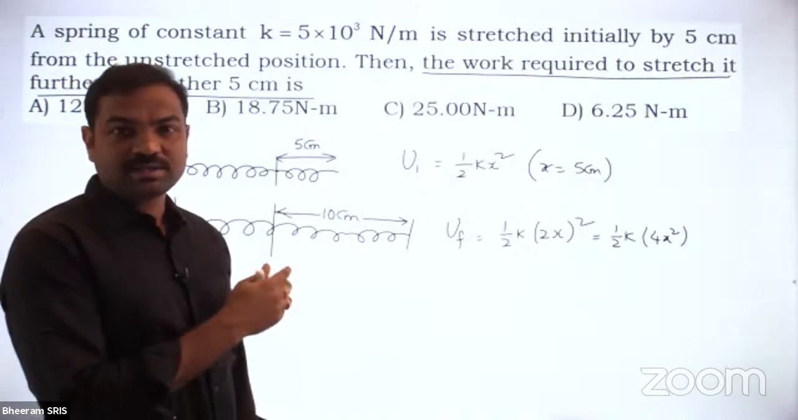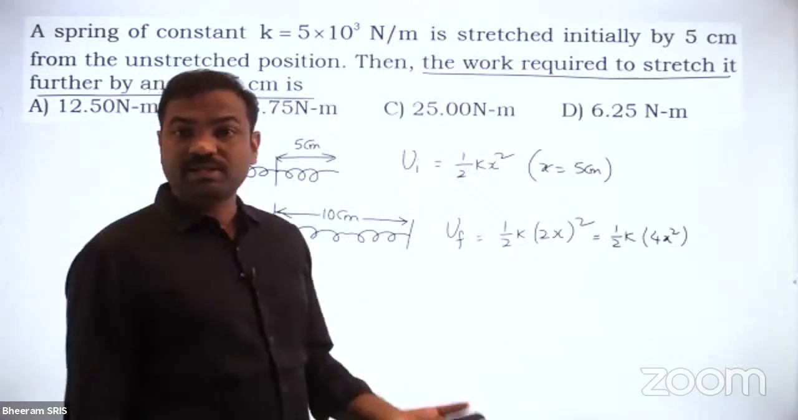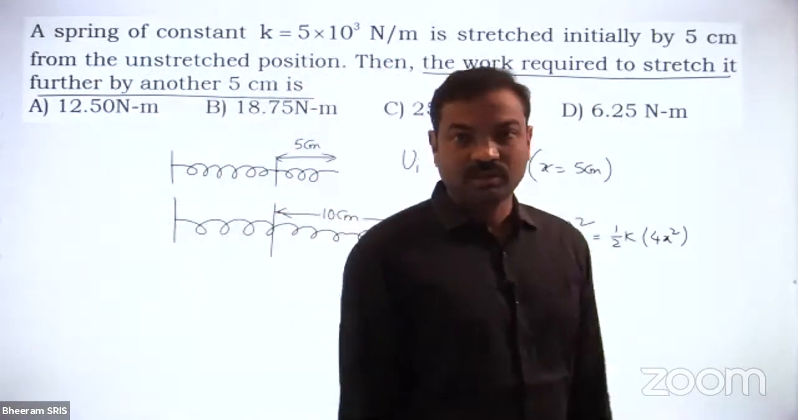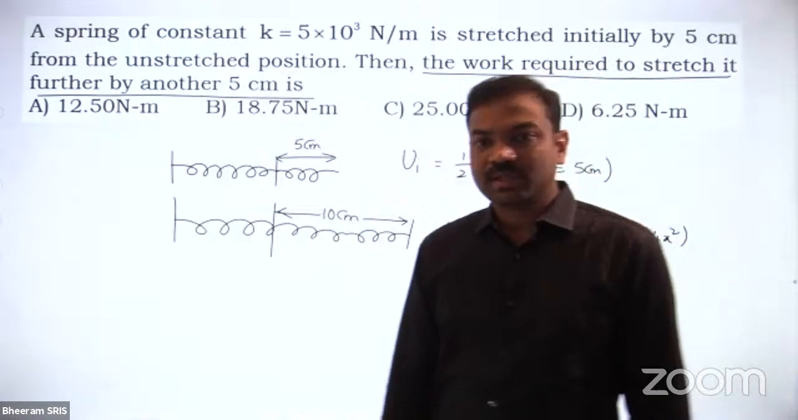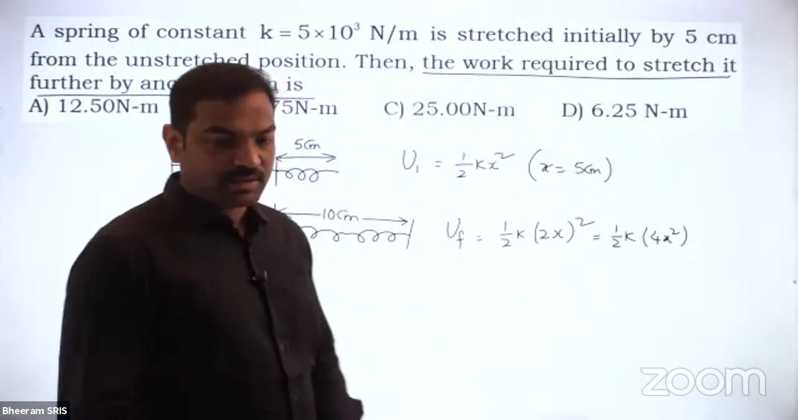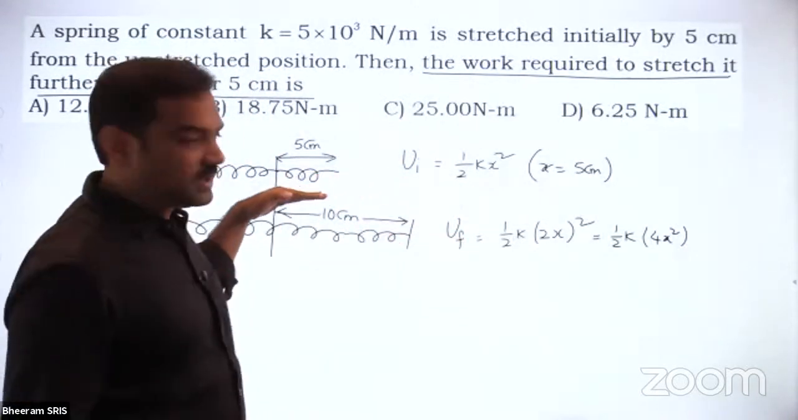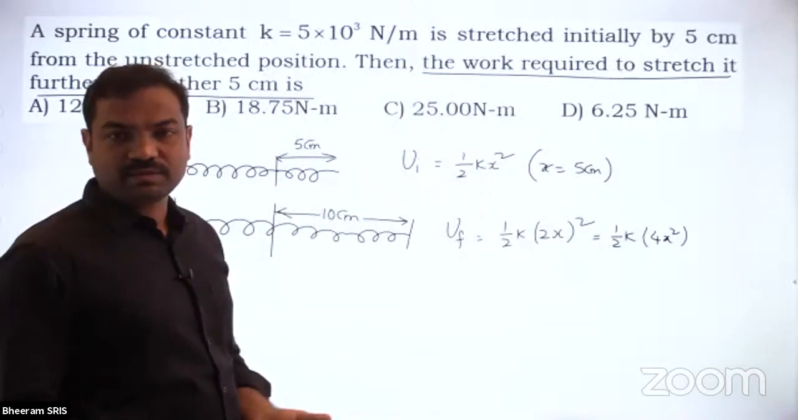So is there any kinetic energy? No, we are just extending the spring. So whatever be the work done by us will be stored inside the spring. I told you already, the work done by an external agent will be stored as energy in the spring. So whatever the energy difference between the initial position and final position, that is called work done.